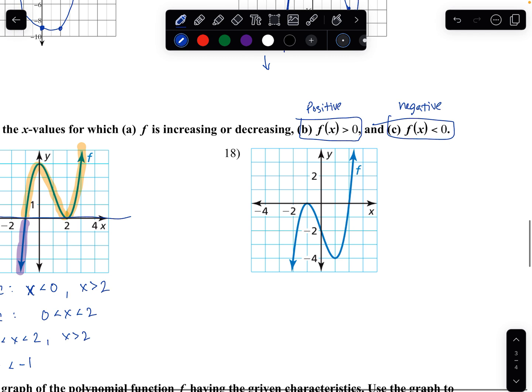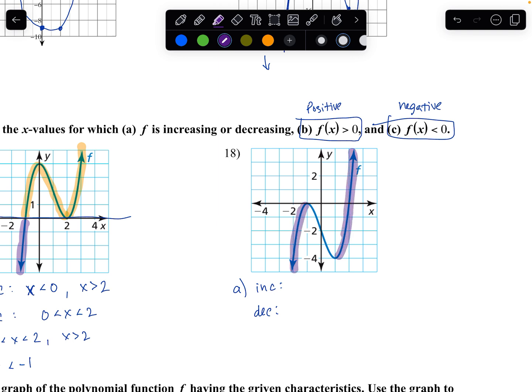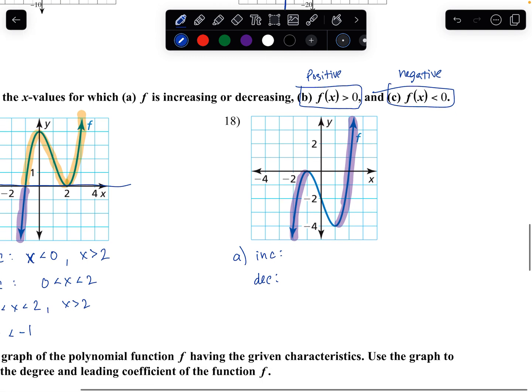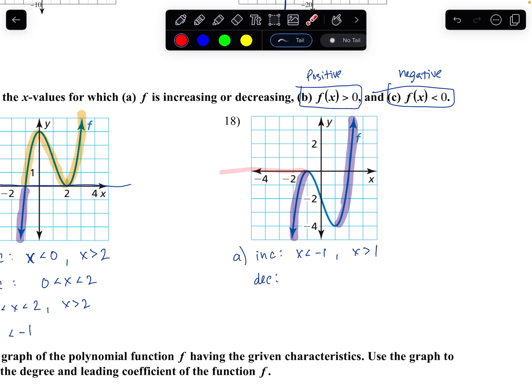Okay, for 18, so for A, we're talking about increasing and decreasing. So where is the function increasing? So that's going to be here and here. So that's where we're increasing. So that's going to be when x is less than negative 1, and when x is greater than 1. So when we're less than negative 1, and then when we're greater than 1, that's whenever we're increasing. So increasing and increasing.